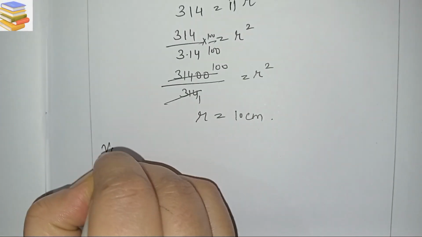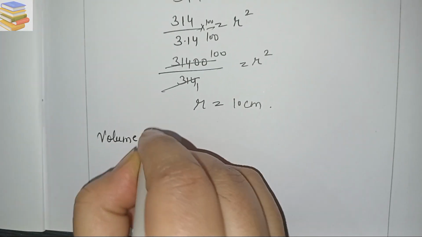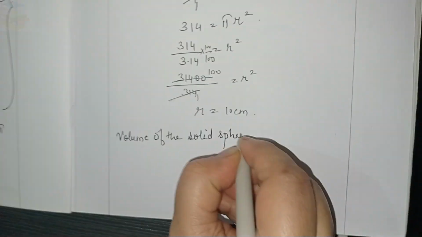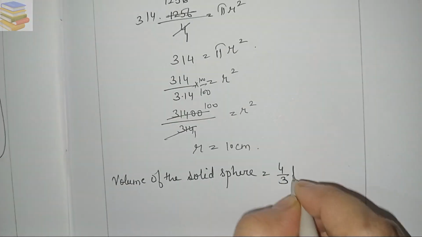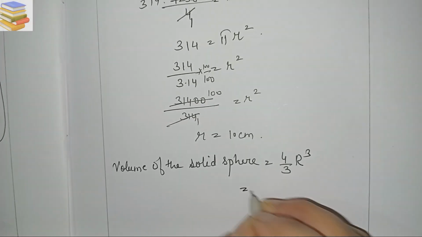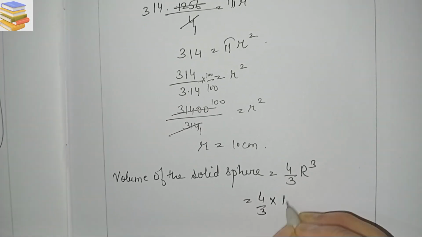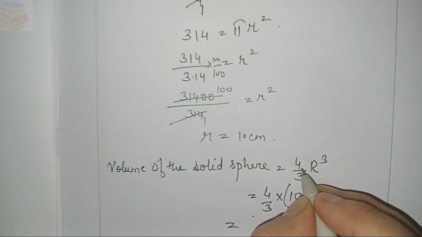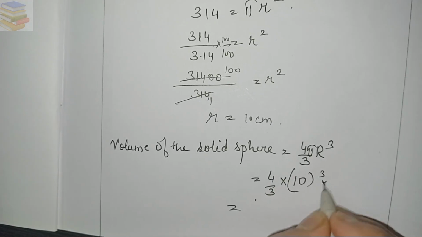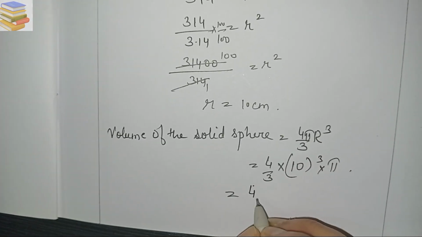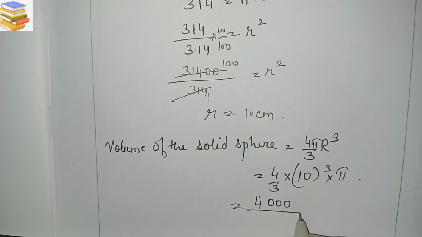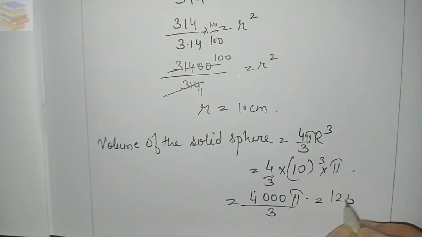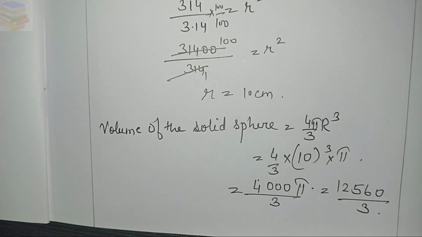Then the volume of the solid sphere is equal to 4 over 3 pi r cube. 4 over 3 into pi into 10 cube will give you 4000 over 3 pi. Okay, that will give you 12560 over 3.